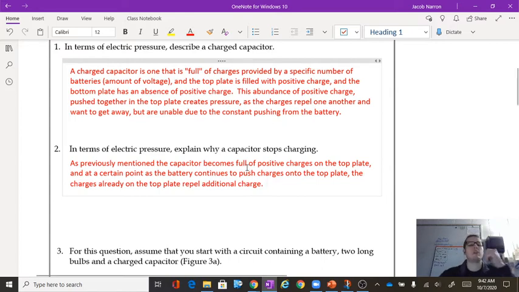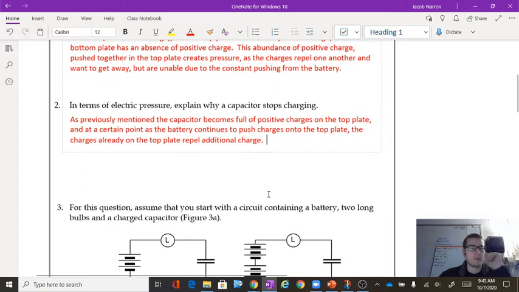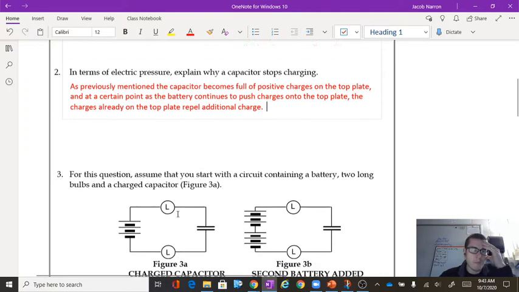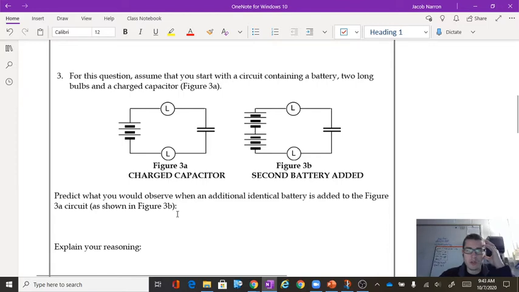And by the way, as I'm giving you guys these answers, always try and put it in your own words. I'm explaining it the way that I would, and notice I try and be very detailed, but I'm looking for something like that. For this question, assume you start with a circuit containing a battery, 2 long bulbs, and a charged capacitor. Now that's important, because if it's already charged, that means some stuff is going to already occur. Okay, so it's already a charged capacitor.